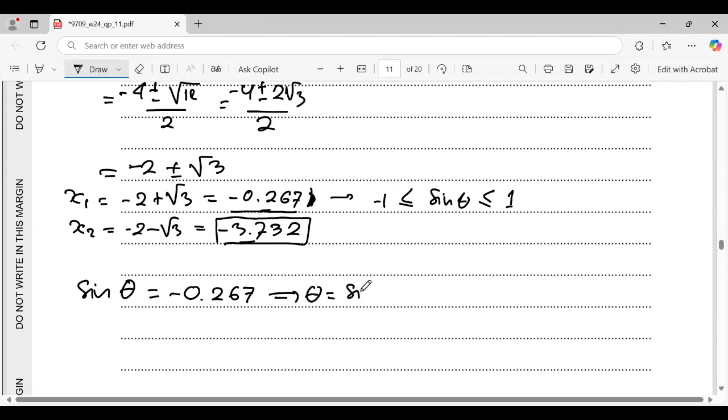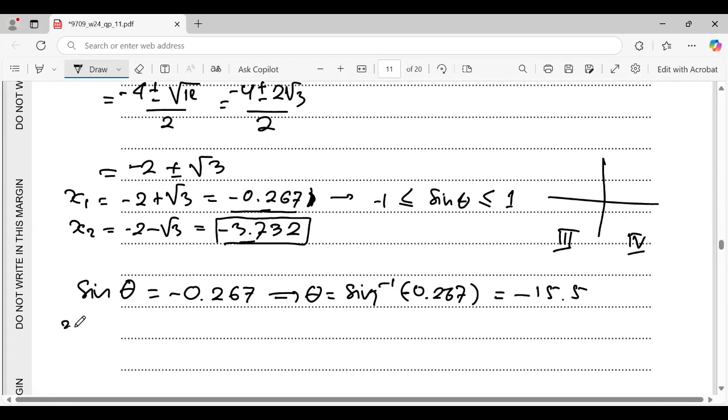Theta equals arc sine of minus 0.267. And the result is minus 15.5. So sine theta has a minus value. It is not in the first quadrant. It means it is in the third quadrant and the fourth quadrant. So this is sine minus, and this is sine minus as well, on the third quadrant and the fourth quadrant.